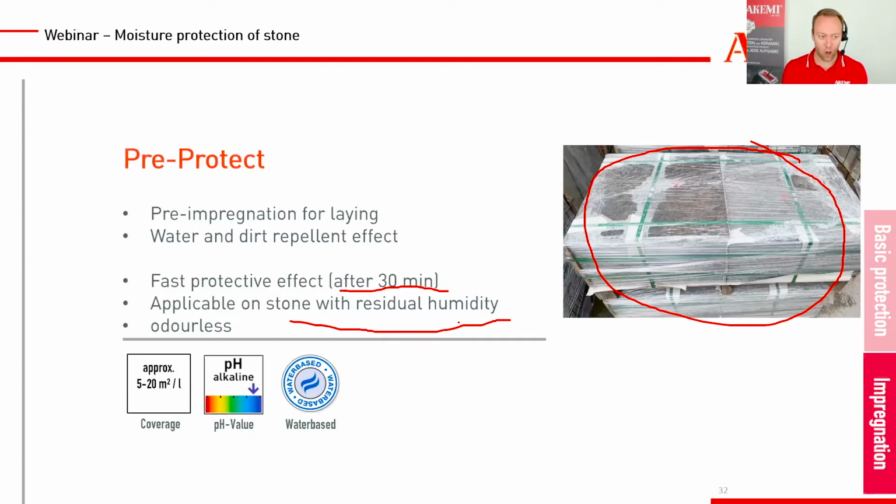material. So this is always a good solution when you have to work on site and adapt a little bit, cutting some stones, when you don't know how the stones turn out. So always just have the Pre-Protect ready. You cut the stone, you apply it on the edges, and then wait a few minutes, and then you can install it.